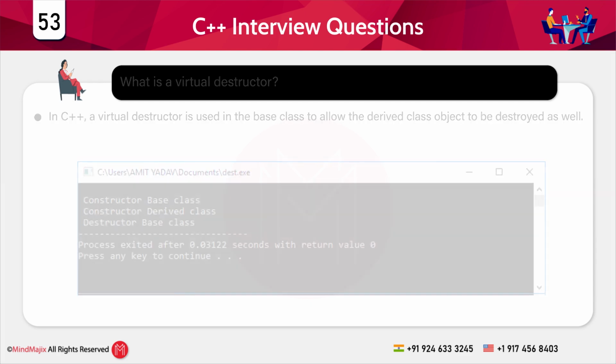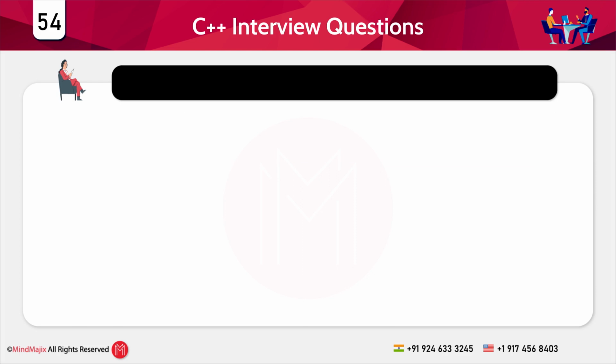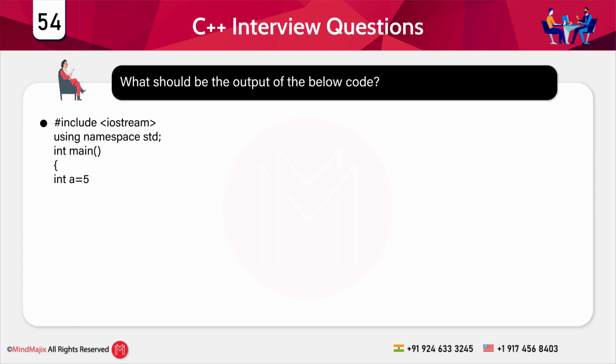So guys, the next question is, what should be the output of the following code? In the actual interview, the interviewer can give you a few lines of code and ask what will be the output of this code. So here we have this code which says #include iostream, and using namespace std, we are using the standard libraries, and this is the main function.